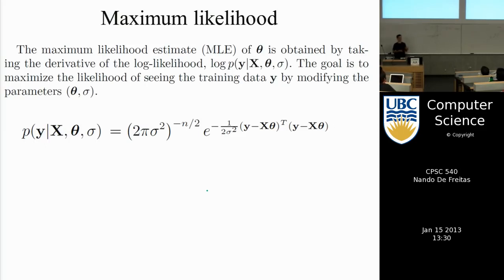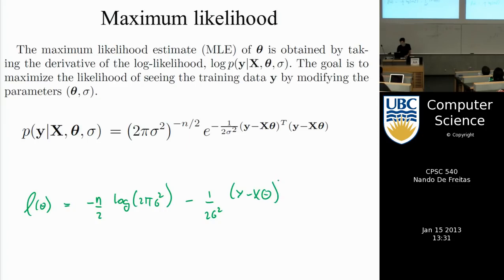The reason why we take logs is because it's a lot easier to work in log space. We get rid of the exponent. So in particular, we're going to define this quantity called the log likelihood, which is going to be minus n over 2 log of 2 pi sigma squared minus 1 over 2 sigma squared (y minus x theta) transpose (y minus x theta). Instead of maximizing the probability, we maximize its log. And the two are the same because the log is a monotonic function, so it doesn't change the location of the maximum.